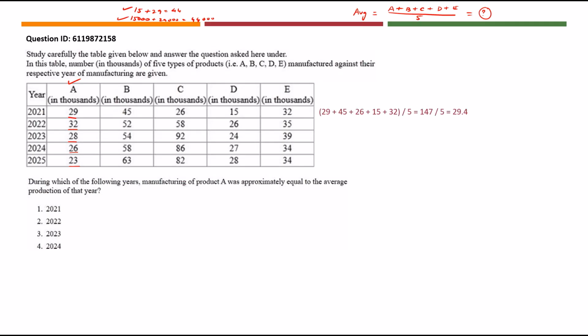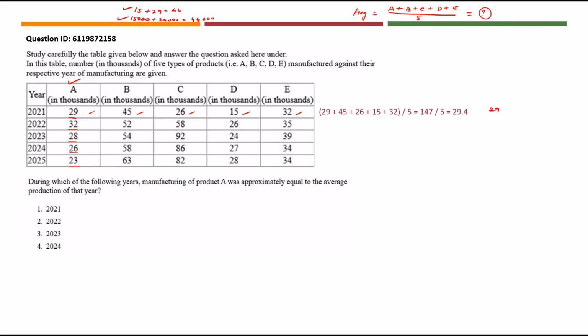For 2021, the average will be 29 plus 45 plus 26 plus 15 plus 32 divided by 5. The sum is 147 divided by 5, which is equal to 29.4. So you have to compare this with 29, A's value. So it is approximately equal only. But you have to check the other years. If the approximation is more in other years, then that will become the answer.